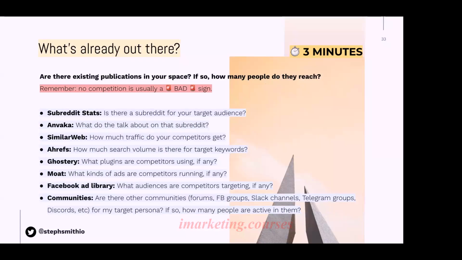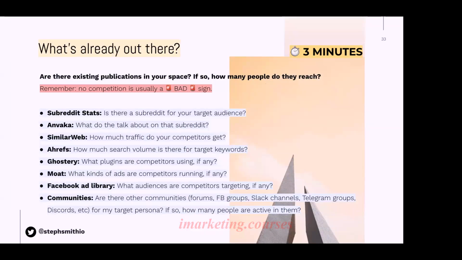Ghostery is a cool tool, it's basically a plugin that allows you to see what your competitors are using on their site, what pixels are running. That gives you a sense of what they're doing with their site, right? So if they have a Snapchat pixel, they're likely advertising on Snapchat. Moat is a cool tool where you can see what display ads any site is running, similar to Facebook ad library, which is the equivalent for Facebook.